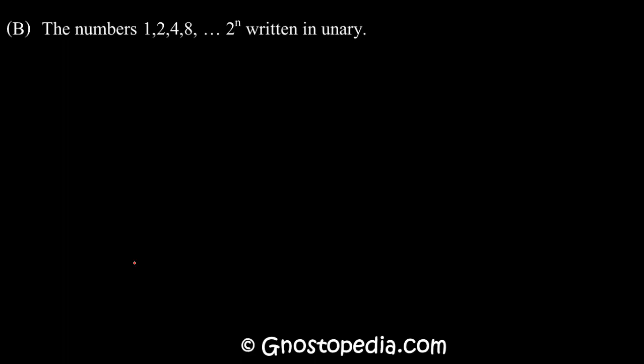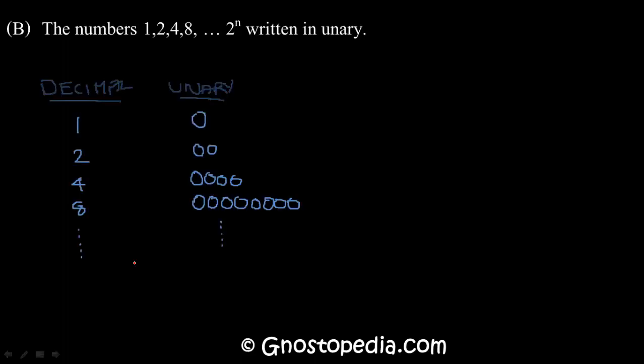Now, just because A is the right answer doesn't mean we should not see whether B, C and D are wrong. Let's check out why they are wrong in the first place. The second question is the numbers 1, 2, 4, 8 up to 2 raised to n written in unary. Let's check whether a DFA is possible for this question. In the unary system, each decimal number can be represented only by zeros, hence the term unary. Thus, as you can see, 1 is represented by 0, 2 is represented by 2 zeros and so on.